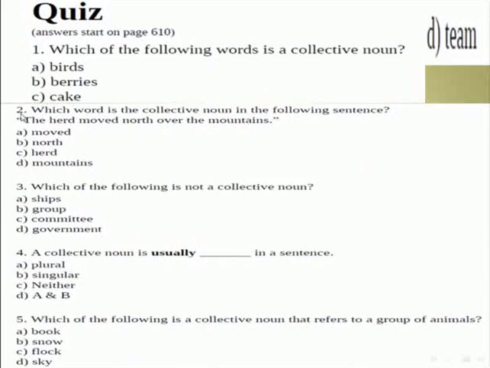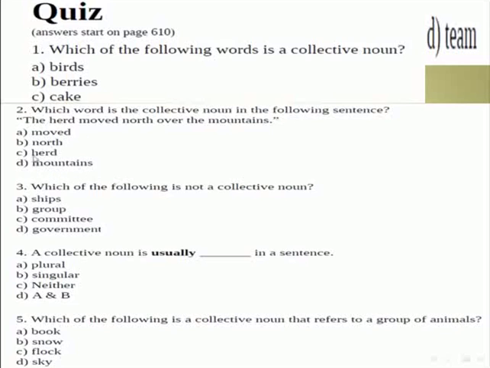Now we read the following questions and you answer them on your own. 2. Which word is the collective noun in the following sentence? In this sentence you find a word which is a collective noun. The herd moved north over the mountains. Which one here is a collective noun? It refers to a group of things or animals or birds. Is it moved or north or herd or mountains?